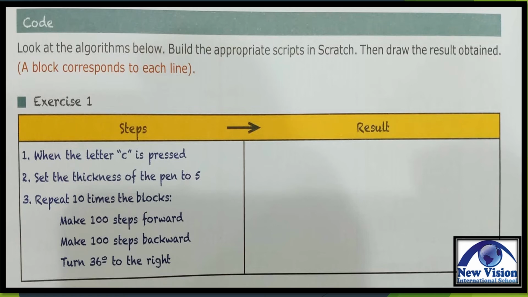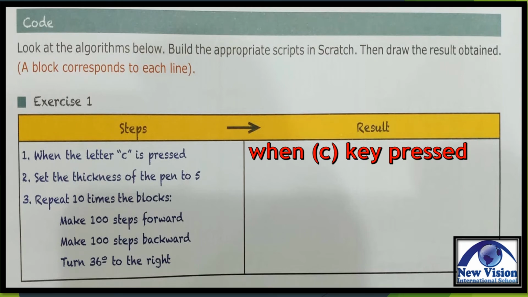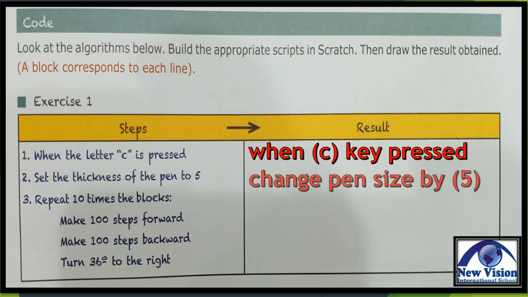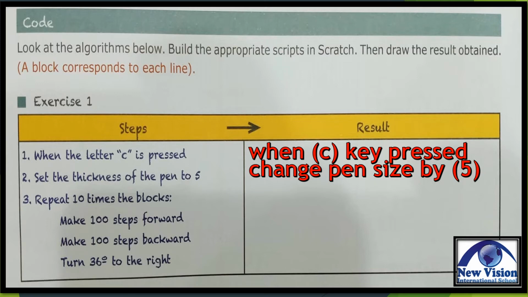Let's have number 1. When the letter C is pressed, in the Scratch program it is in the form of when C key pressed. Number 2. Set the thickness of the pen to 5. In the Scratch program, it is in the form of change pen size by 5. Number 3. Repeat 10 times the blocks. In the Scratch program, it is in the form of repeat 10 times.